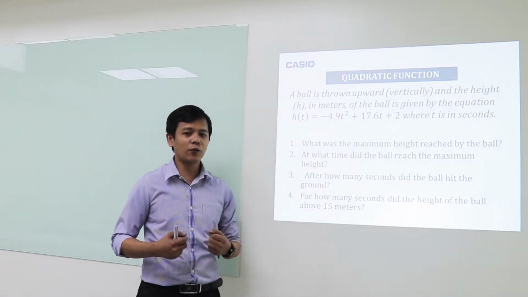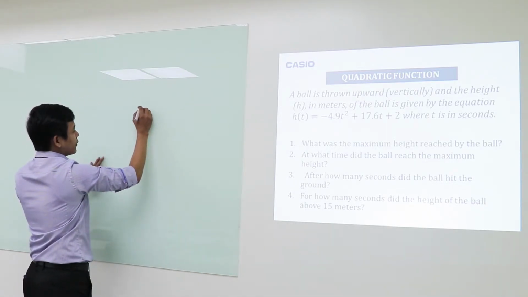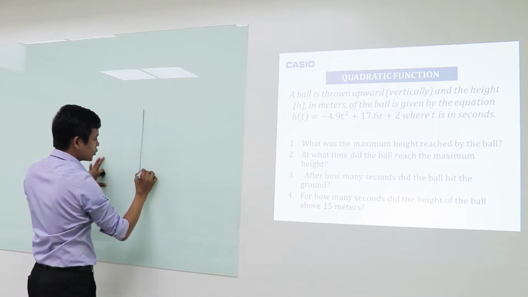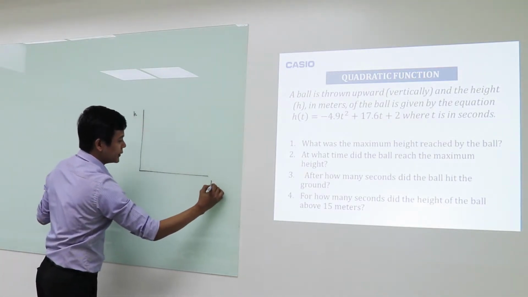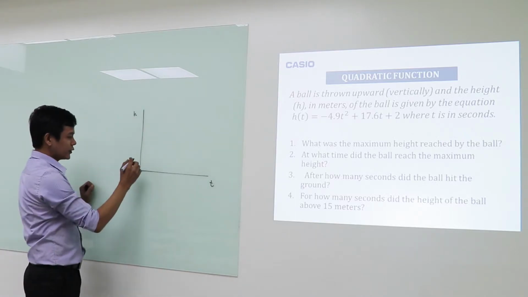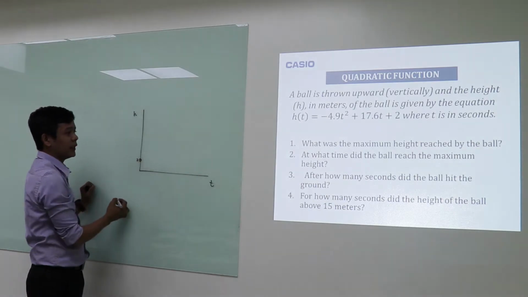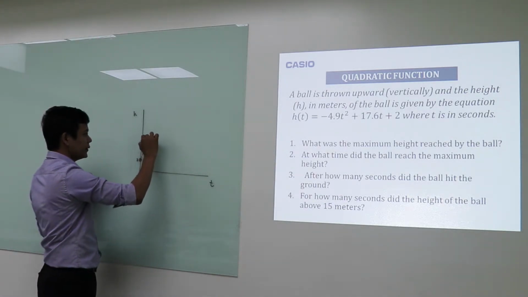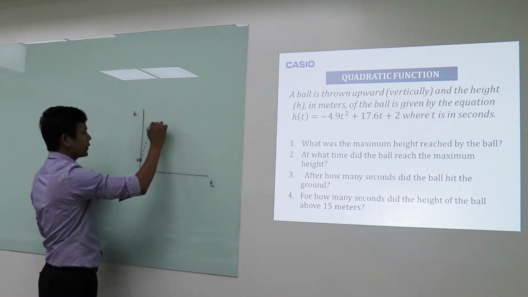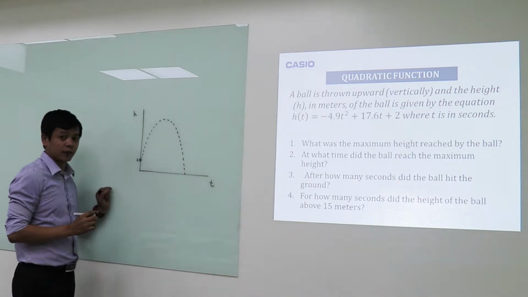So here is how we solve this problem. To analyze the problem, we can construct a graph between height and time. So assume that the ball starts at 2 meters. The ball starts here. Then it was thrown vertically upward. And of course, the time is running. So the graph is a parabolic graph.